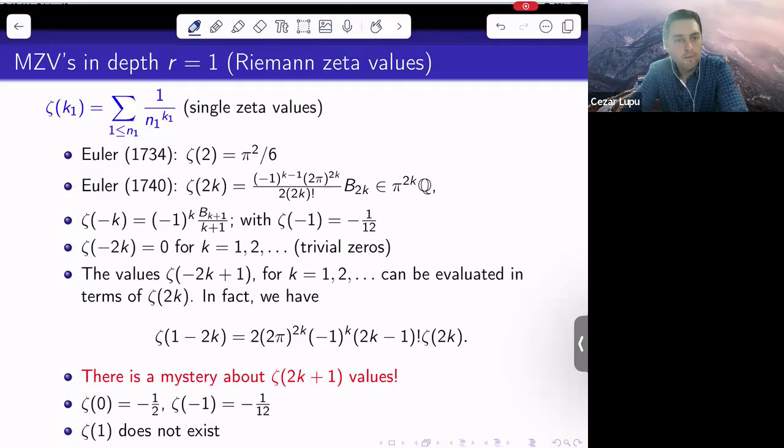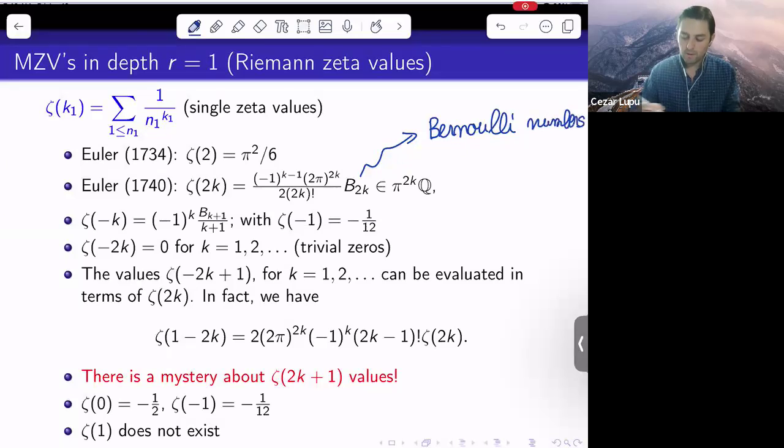A couple of years later, the same Euler computed the exact values for even zeta values, and he expressed them in terms of the Bernoulli numbers. You have this formula: negative one to the k minus one times two pi to the two k over two times two k factorial, times these Bernoulli numbers. These are rational numbers, and all the odd Bernoulli numbers, starting from the third, are zero. What we need to retain here is that the even zeta values are pi to the 2k times rationals.